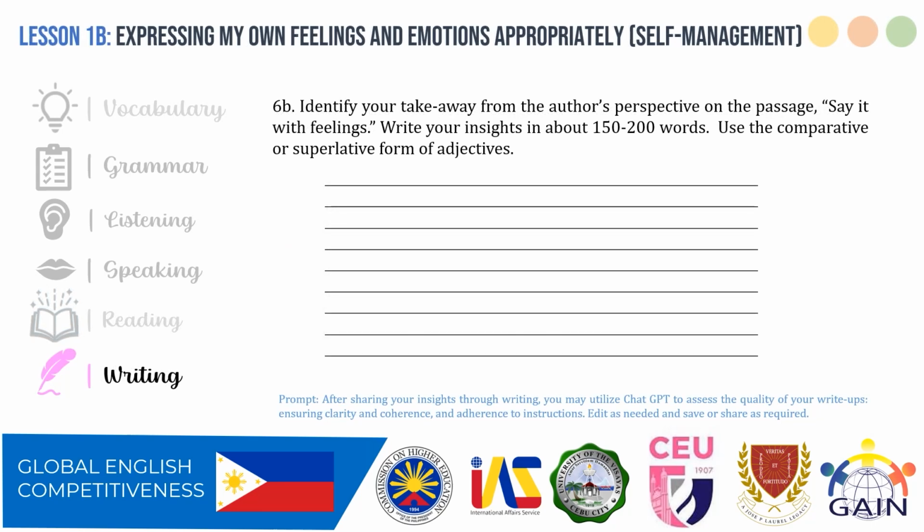And we're down to our final activity for this lesson. Identify your takeaway from the author's perspective on the passage, Say It with Feelings. Write your insights in about 150 to 200 words. Use the comparative or superlative form of adjectives. Take note, after writing, you may utilize ChatGPT to assess the quality of your write-ups, ensuring clarity, coherence, and adherence to instructions. Edit as needed and save or share as required. Pause the video now to start working on this activity.